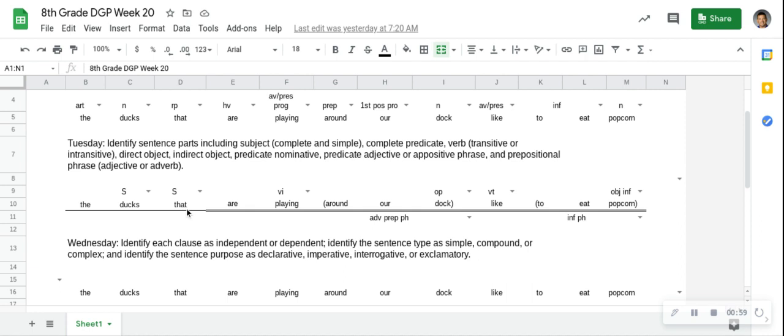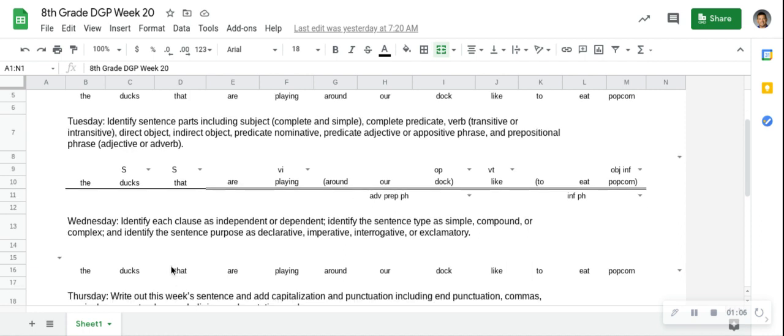So what is that doing? Okay, that refers to ducks, but that are playing around our dock. So our first set of brackets go around that are playing around our dock. That is the first subject, first verb combination that we have. Okay, so if I were you to remember that, I would go ahead and take my clause box from the beginning of the sentence, like I've always did, copy and paste that over your clause itself.